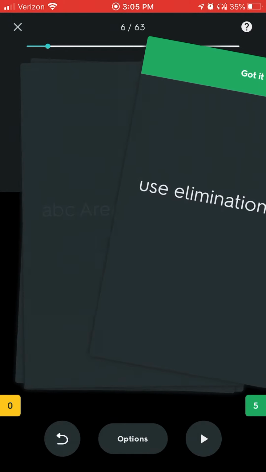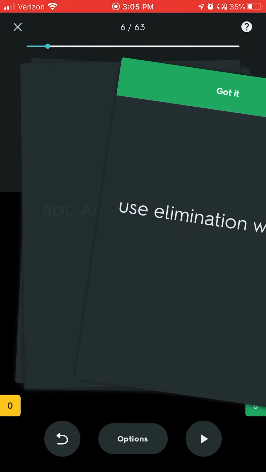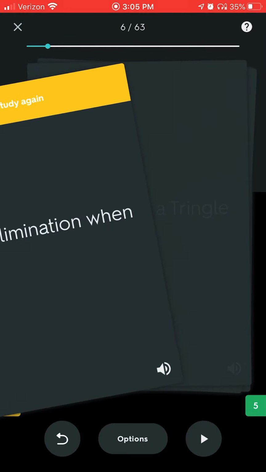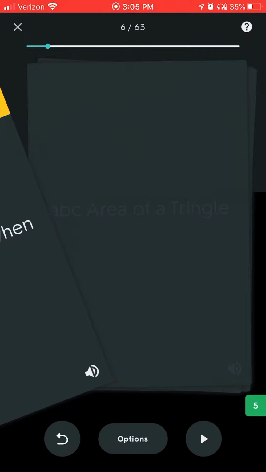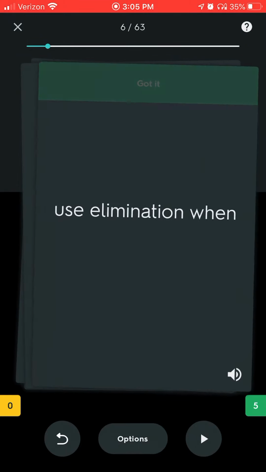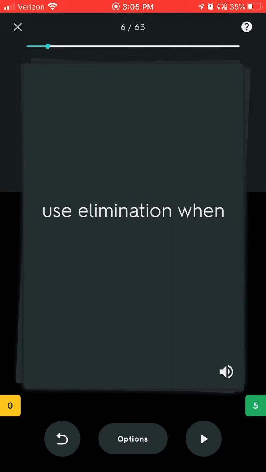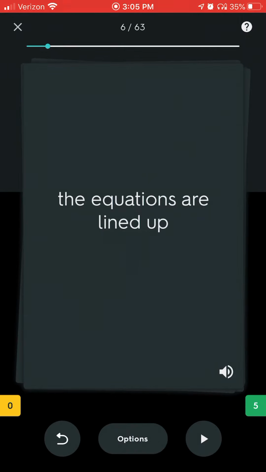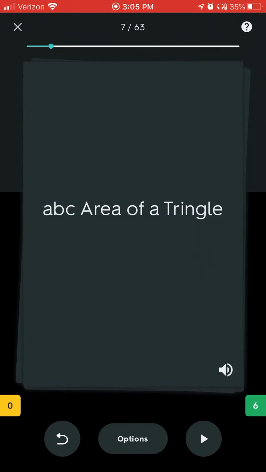All right, you swipe it this way to say you've got it. Swipe it this way to say you need to study it again. So swipe to the left, you got it wrong. Swipe to the right, you got it right. Right for right. Use elimination when the equations are lined up. Awesome, got that right too. So you can see how that works.